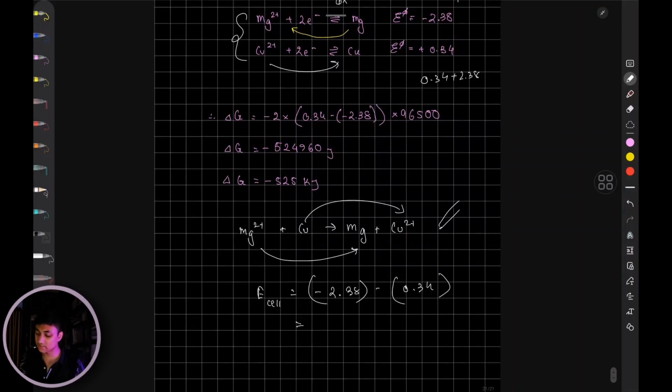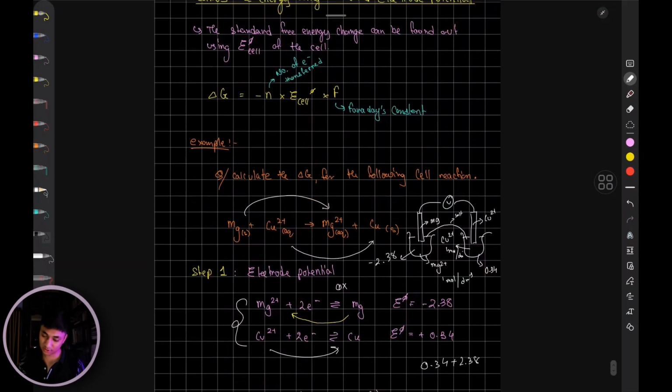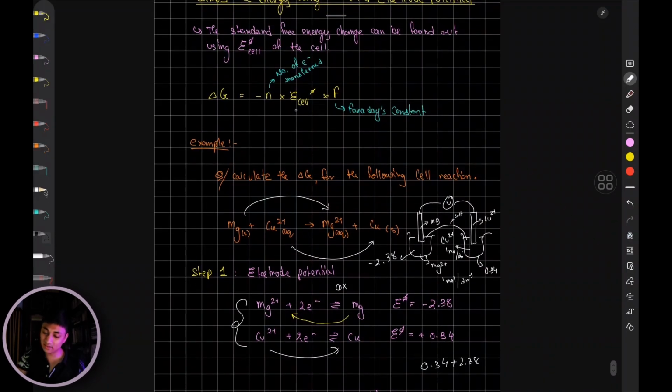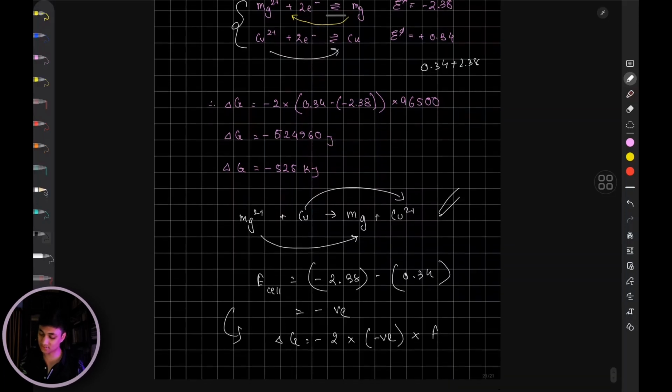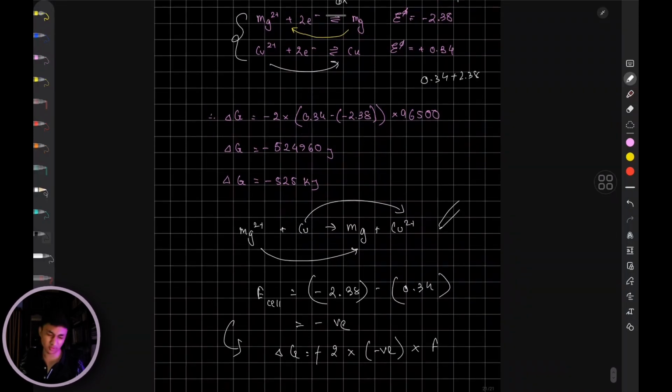Notice how in this case your cell potential is going to be negative, right? So since your E cell is negative, this reaction is not feasible. Why is it not feasible? Now see, because if you input this into the del G formula, your del G formula is minus n E cell times Faraday's constant. So minus times 2 electrons times your negative value times Faraday's constant. Now notice this negative and negative will cancel out, and your final del G value will actually be positive.